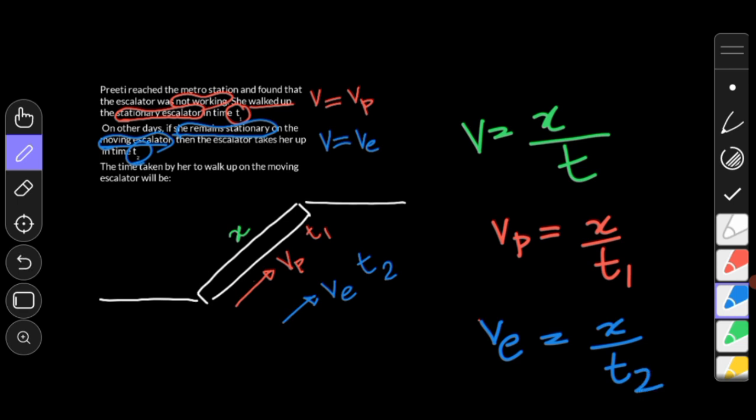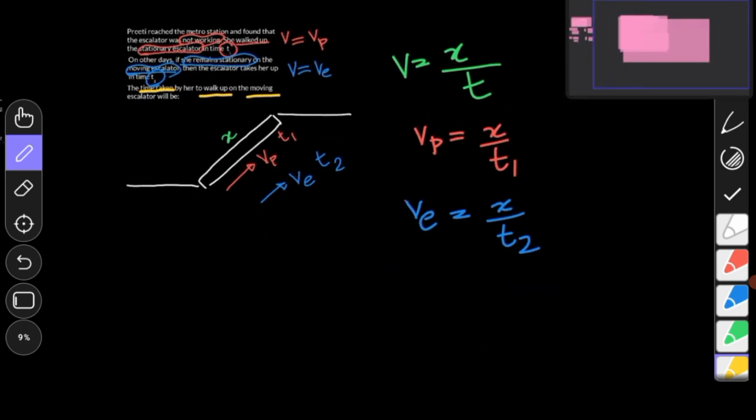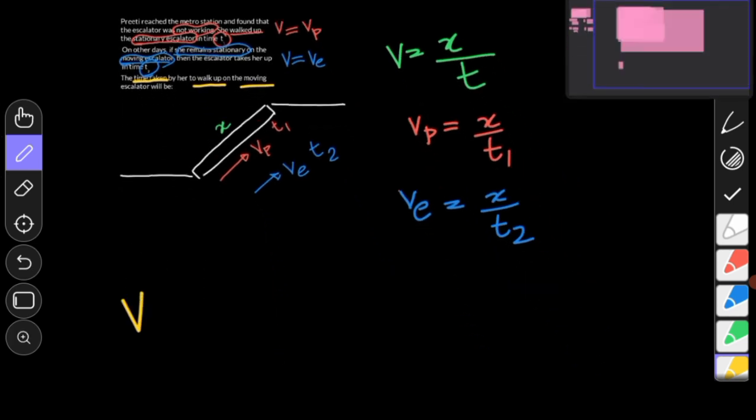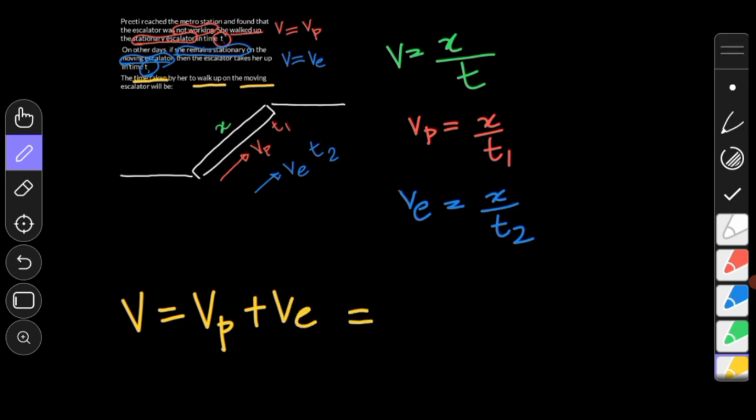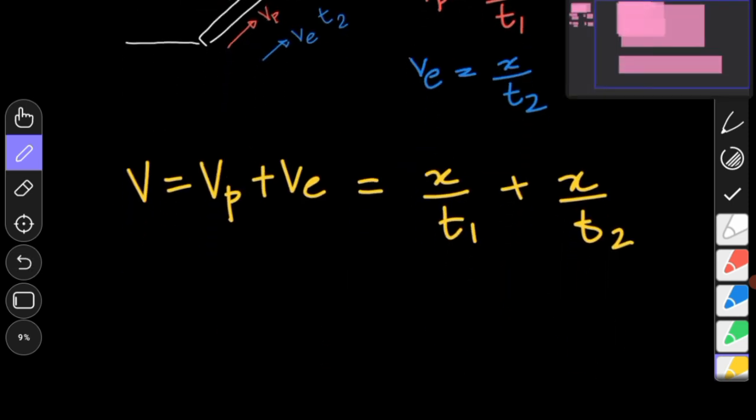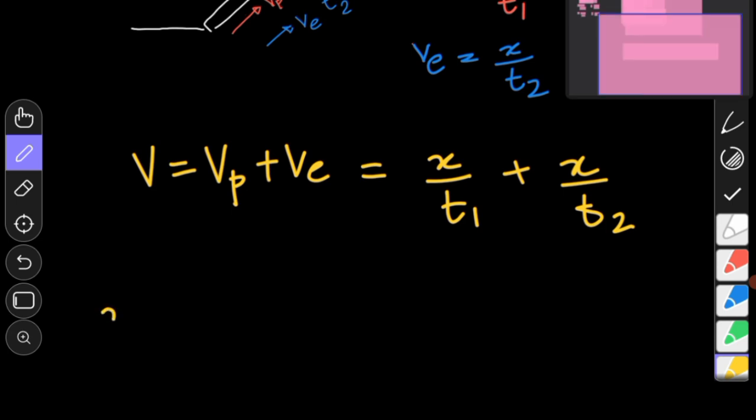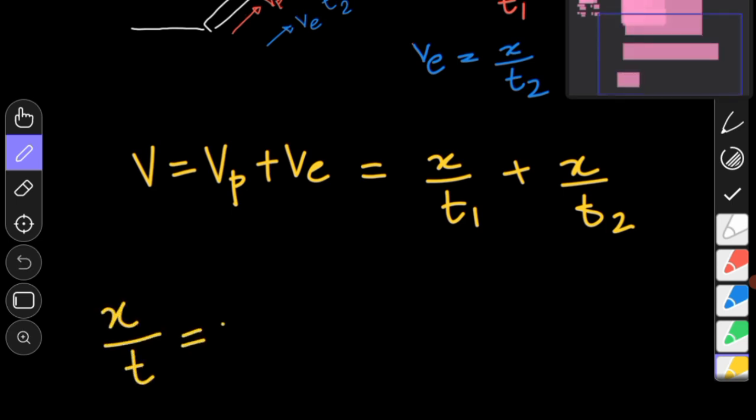Okay, so we need to find the time taken by Preeti when she walks up on the moving escalator, which means in the final case, in the third case, the velocity is equal to velocity of Preeti plus velocity of escalator, which is equal to x by t1 plus x by t2, and here we know that x by t is equal to velocity.